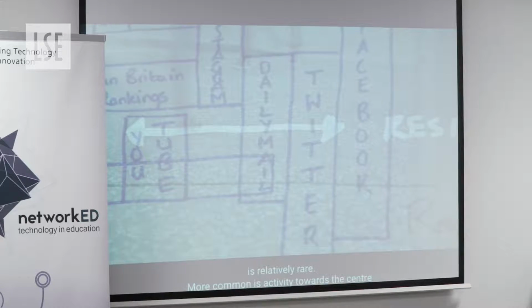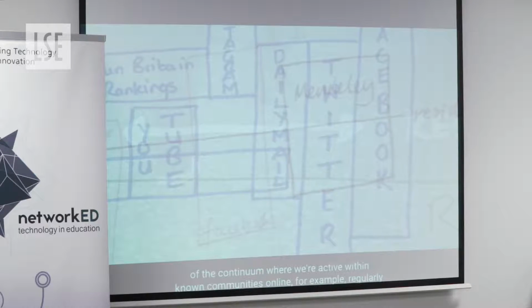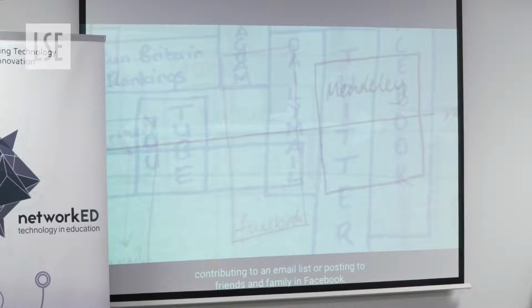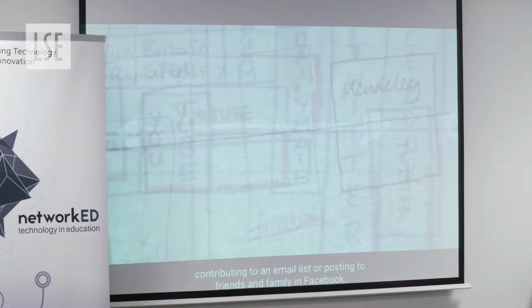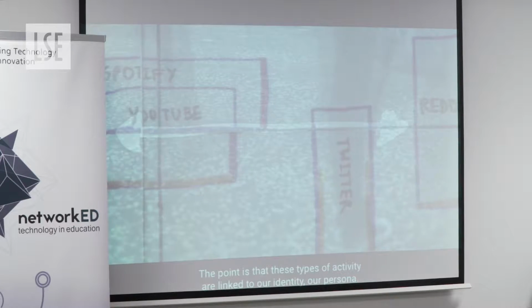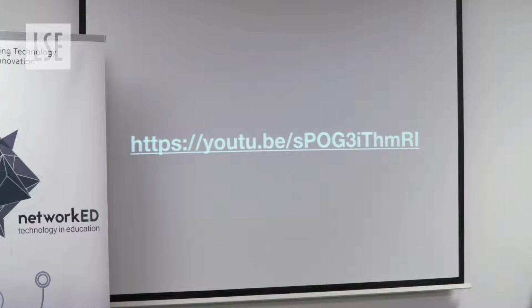More common is activity towards the centre of the continuum, where we're active within known communities online. For example, regularly contributing to an email list or posting to friends and family on Facebook. The point is that these types of activity are linked to our identity, our persona. We are residing as individuals online.